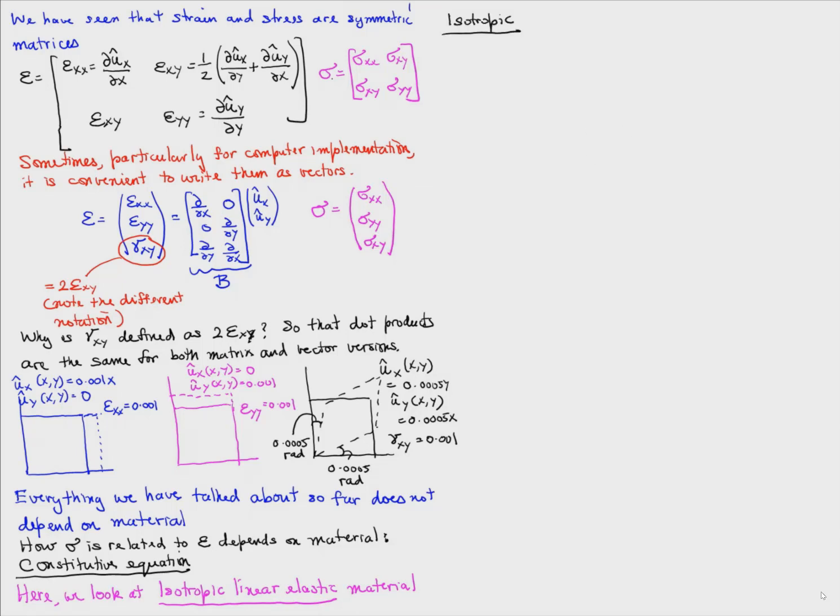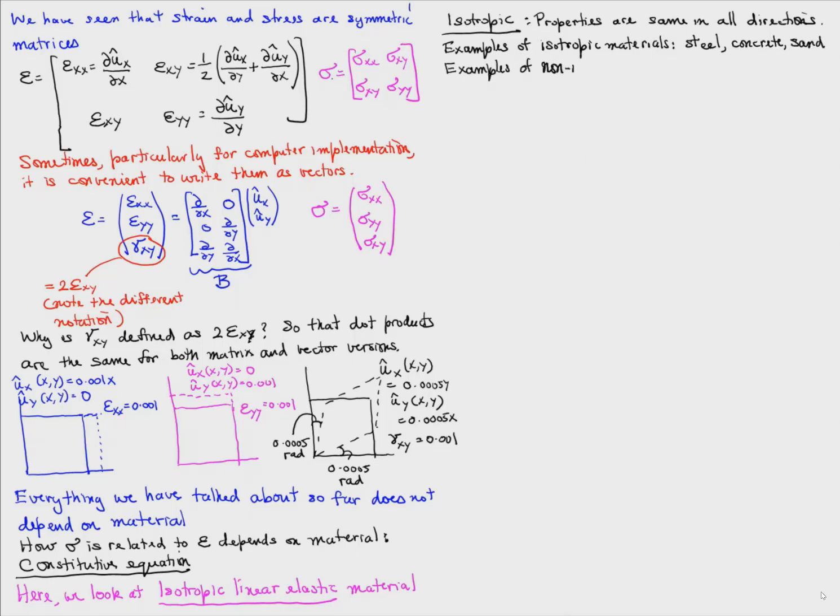Isotropic means the properties of the material are the same in all directions. So if I cut out a piece of steel at any angle out of a sheet and put it in a tensile machine, I'll get the same measurements. Examples of isotropic materials are steel, concrete, sand. Examples of materials that are not isotropic, meaning the properties are different in different directions, are wood and fiber composites.